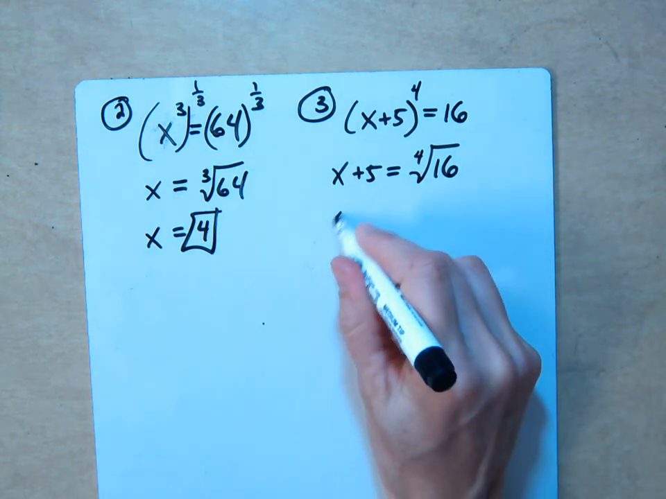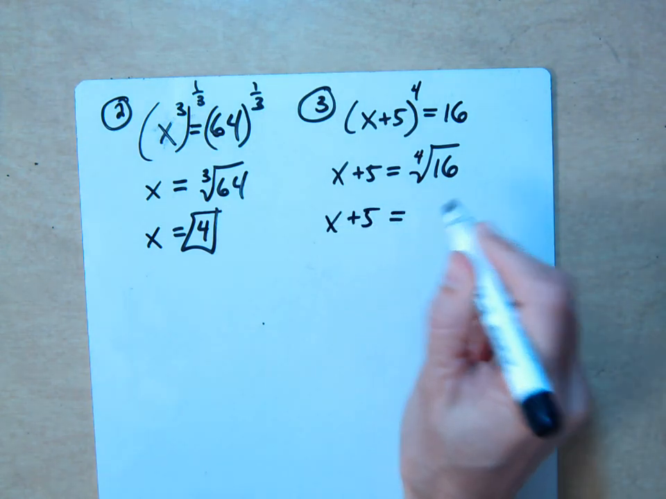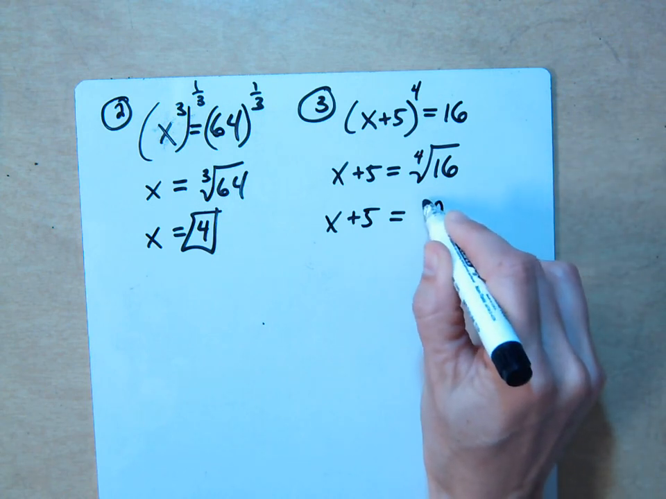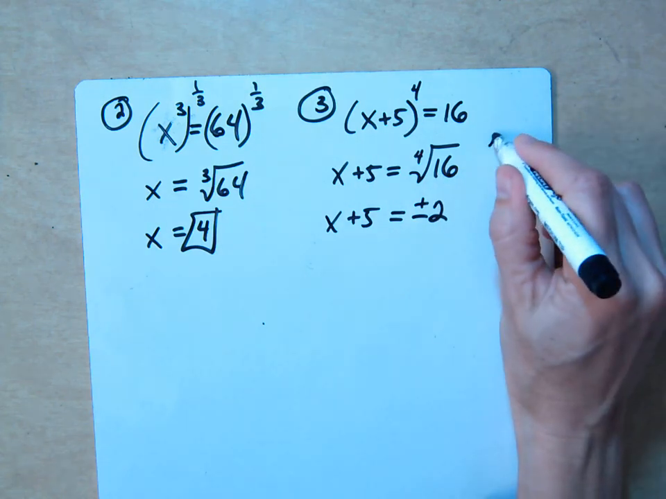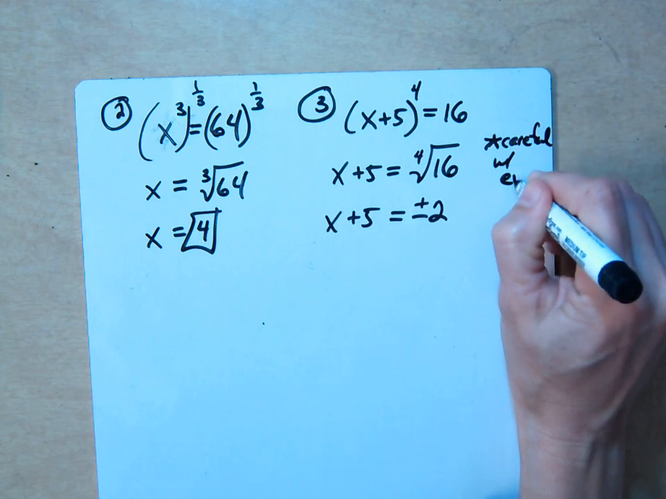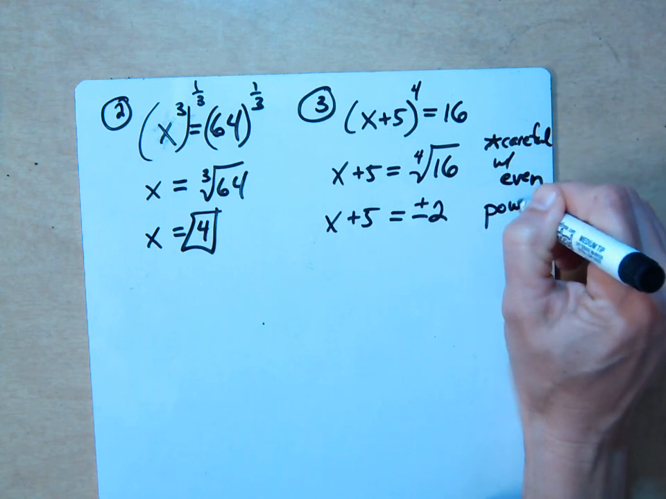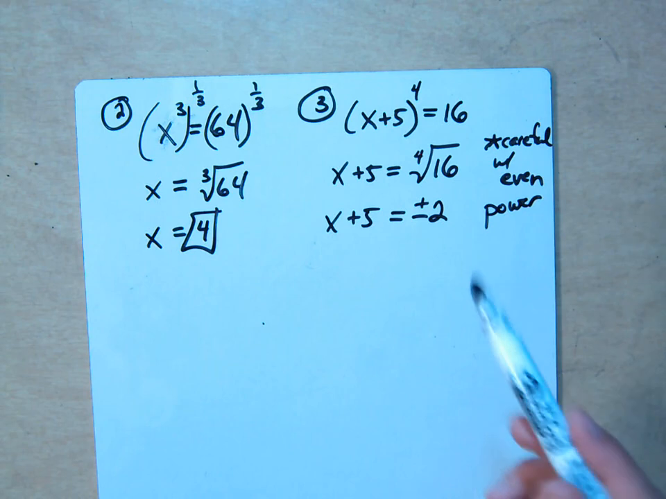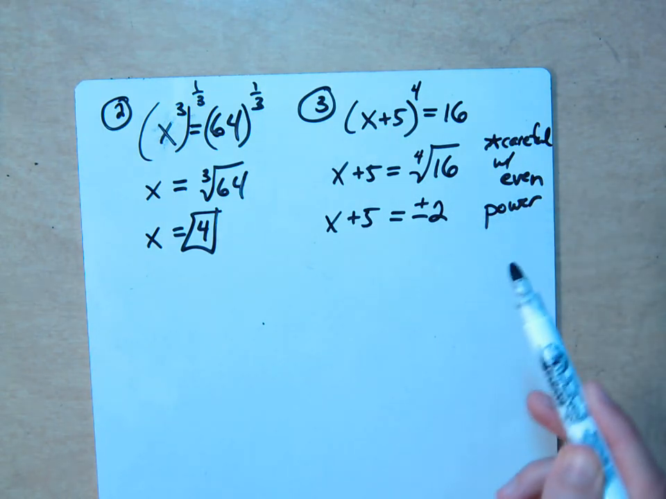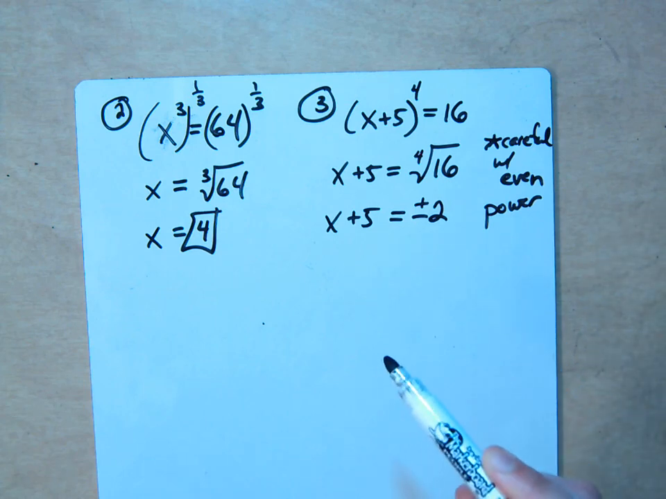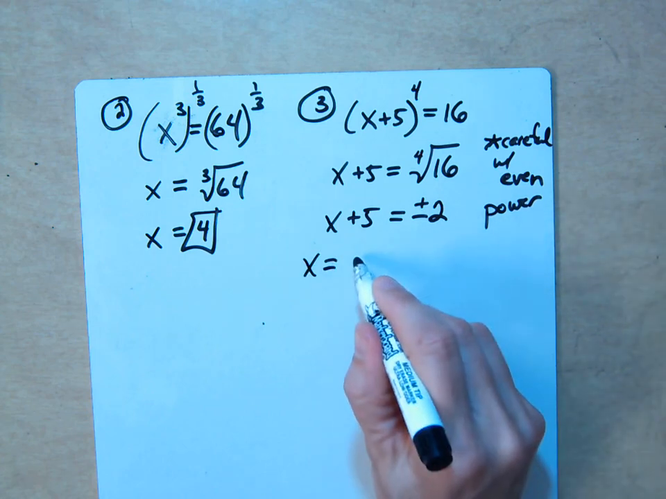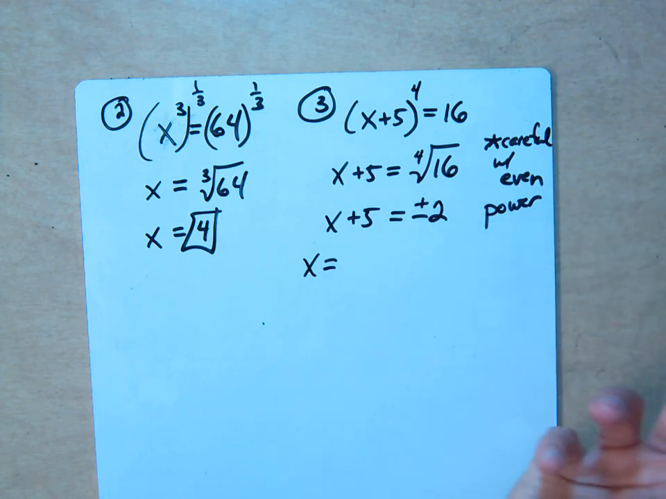So you get x plus 5, the 4th root of 16 is what? 2. That's one answer. Yeah, it's plus or minus 2, so be careful with even powers, because you need plus or minus. Because let's think about it. 2 to the 4th power, let's check. 2 times 2 times 2 times 2, yeah, that's 16. Negative 2, does that work? Negative 2 times negative 2 is 4, times negative 2 is negative 8, times negative 2 is 16, it works. So to get this question right, you need both answers, so let's just finish the problem.